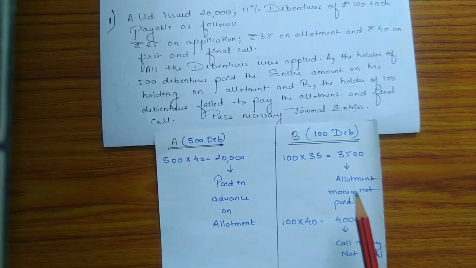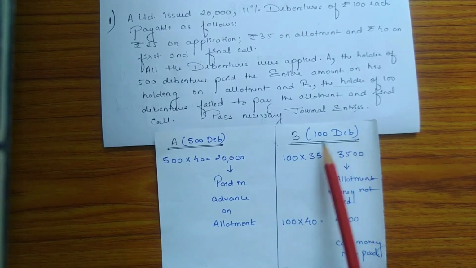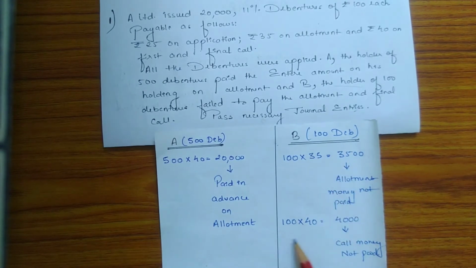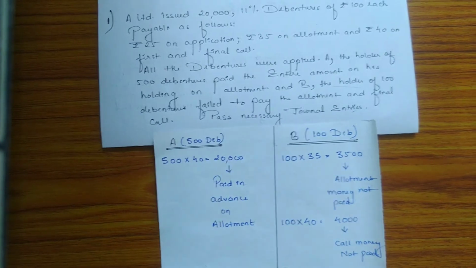Now according to the question, B, who is holding 100 debentures, has not paid the amount due on first and final call. So the number of debentures B is holding is 100, and the first and final call money is rupees 40. So 100 into 40 is 4,000.